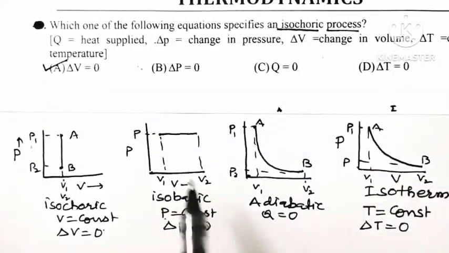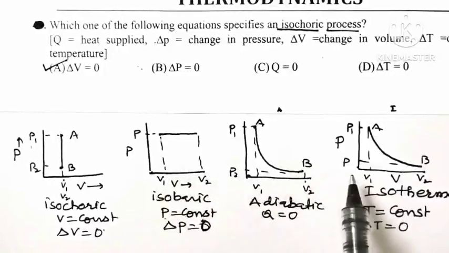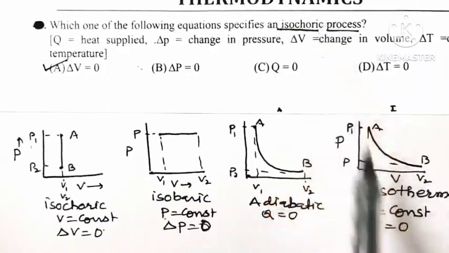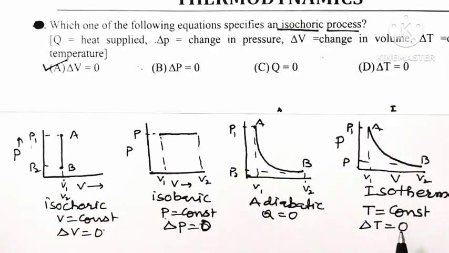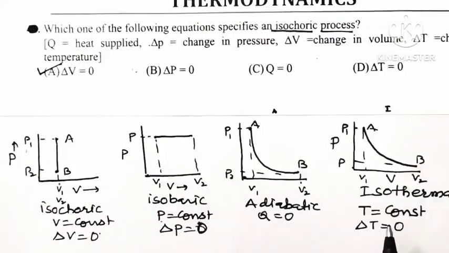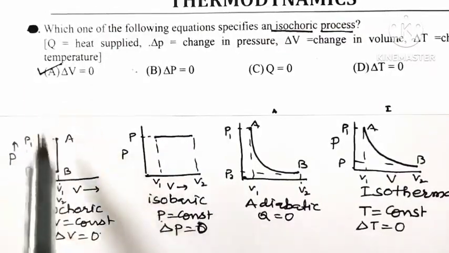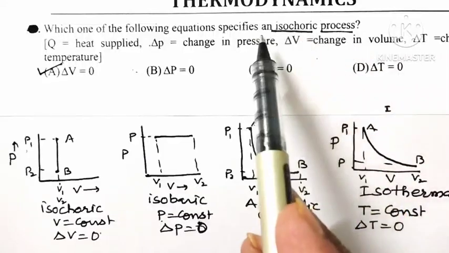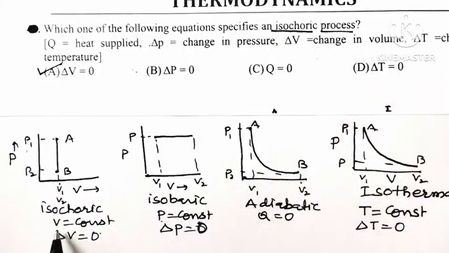So in examination you may have any one of these. Specify either an isobaric process, specify an adiabatic process, or specify an isothermal process. So you may be able to answer any of the questions. So the correct option for this question is option A, that will represent an isochoric process. So for an isochoric process, volume is constant, means change in volume is 0.